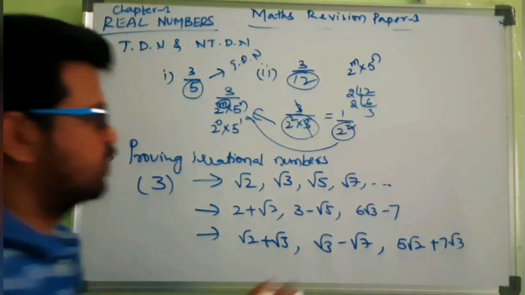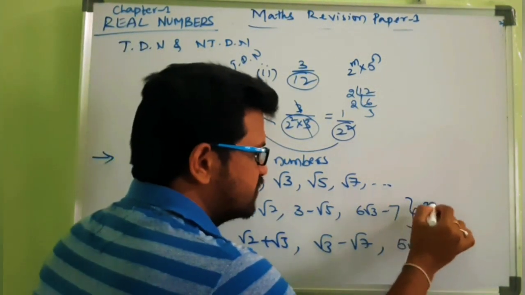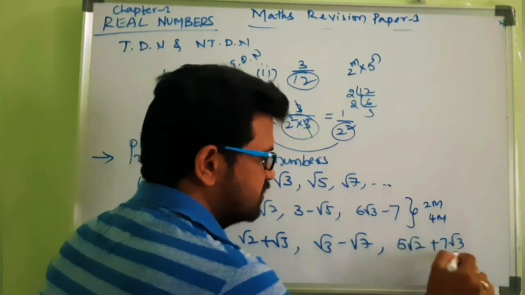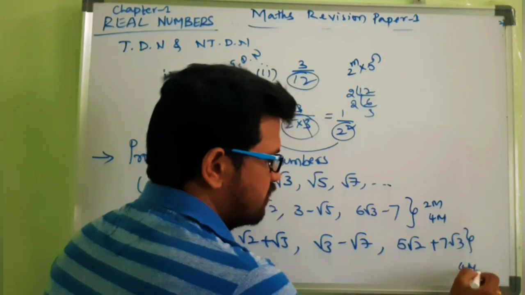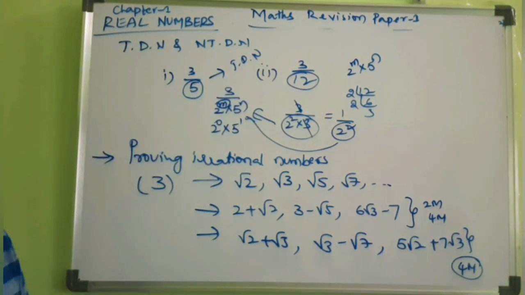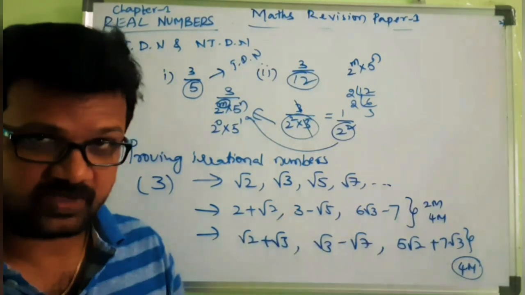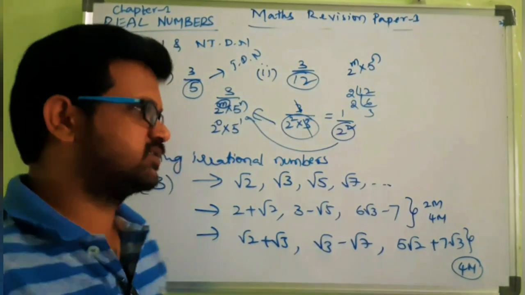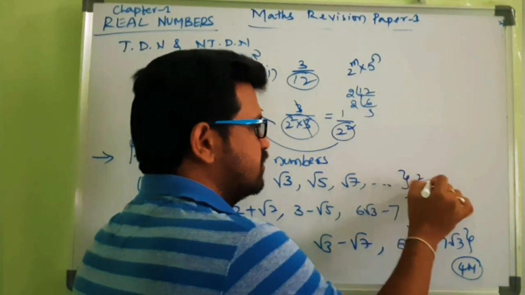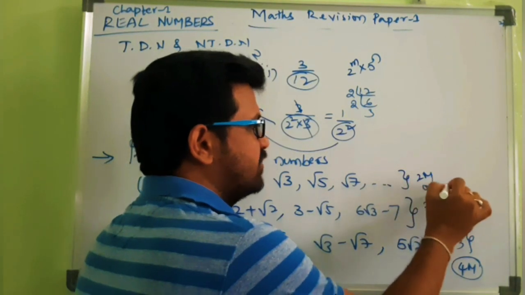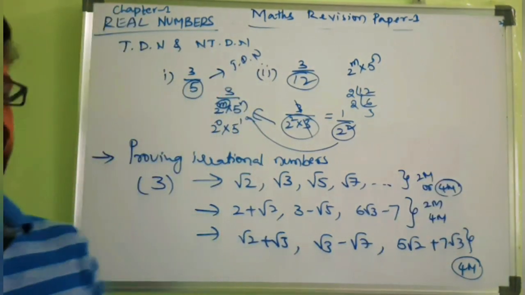Sometimes they ask this for 2 marks or 4 marks. This is a 4 marks question. Sometimes they ask for 2 marks. If you are very lucky, then they ask for 4 marks. This they ask for 2 marks. Sometimes in very rare cases they ask for 4 marks.